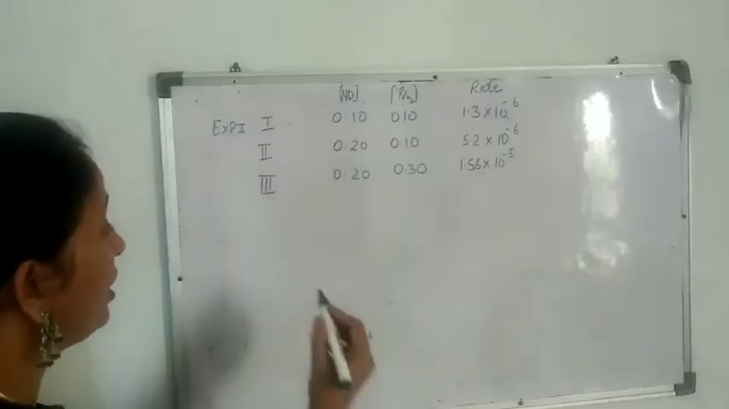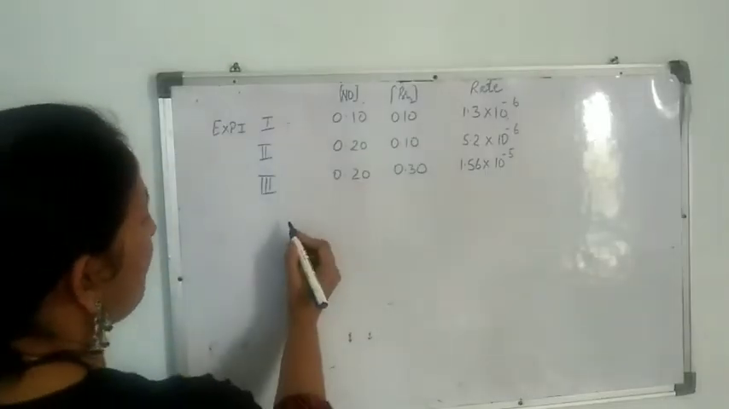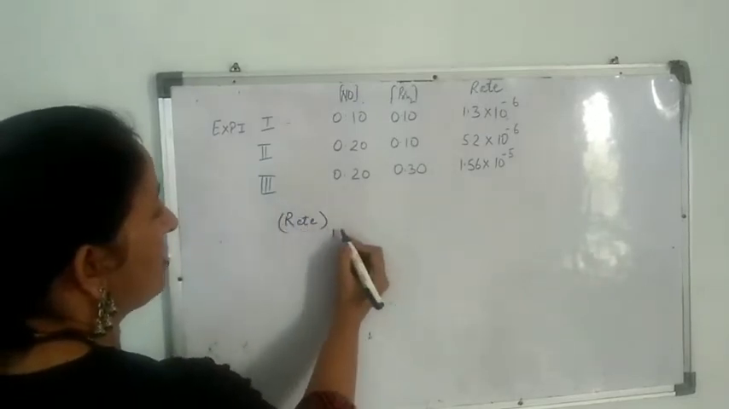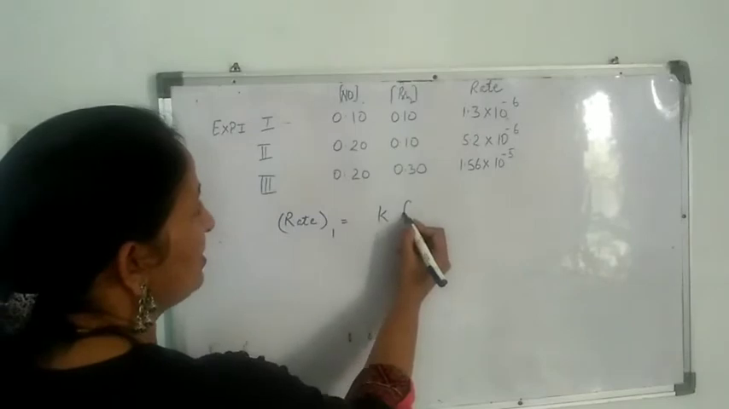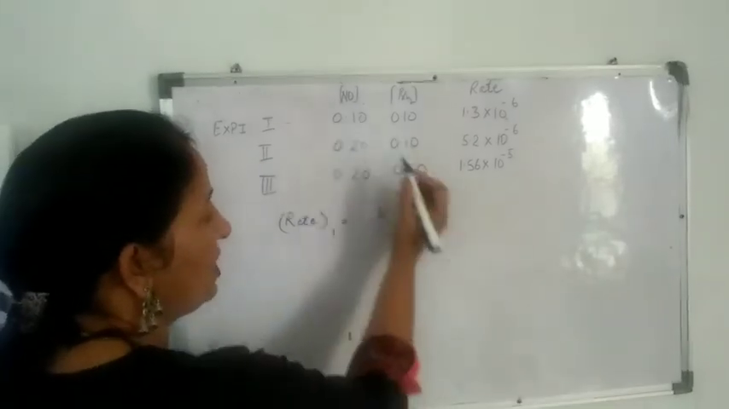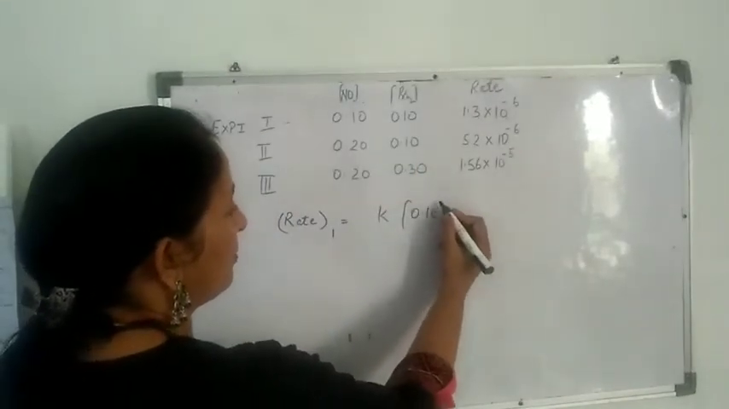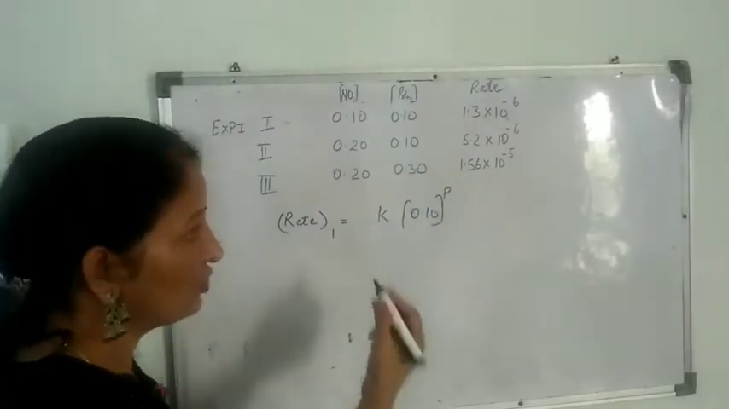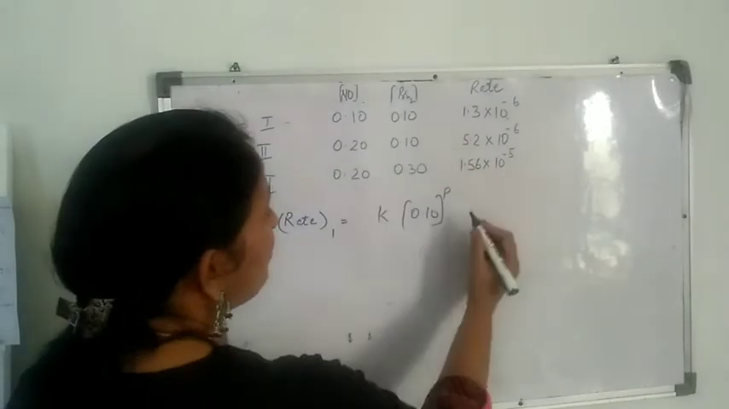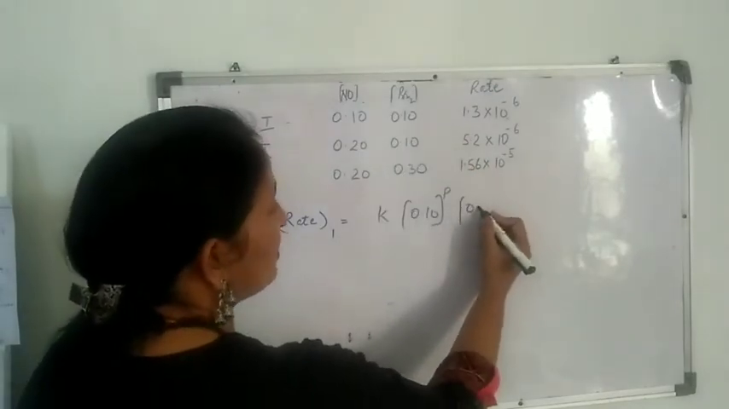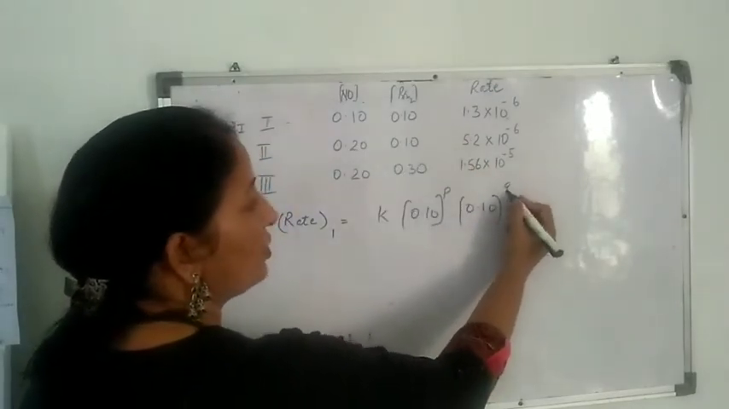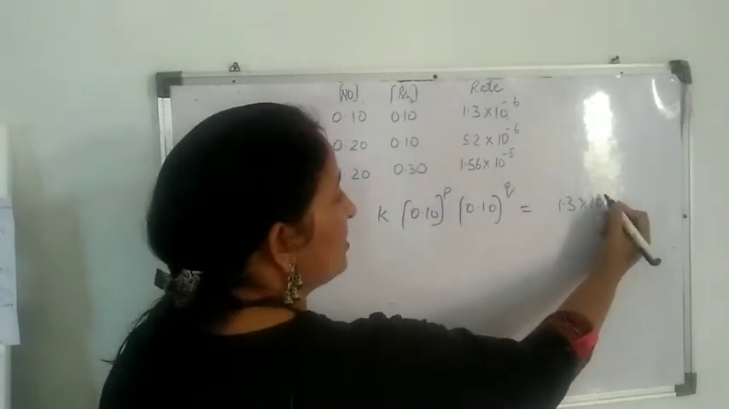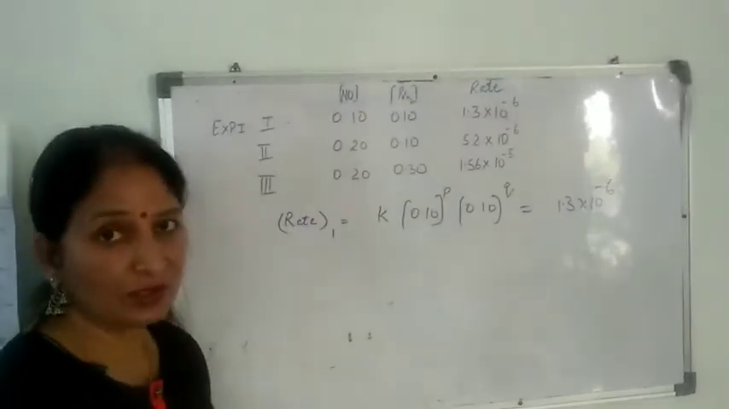Let's write the rate equation for first experiment. For first experiment, rate 1 is equal to rate constant into concentration of NO, 0.10 raised to power P. Let the order of reaction with respect to NO be P, and concentration of Br2, 0.10 raised to power Q is equal to rate 1.3 into 10 raised to power minus 6.